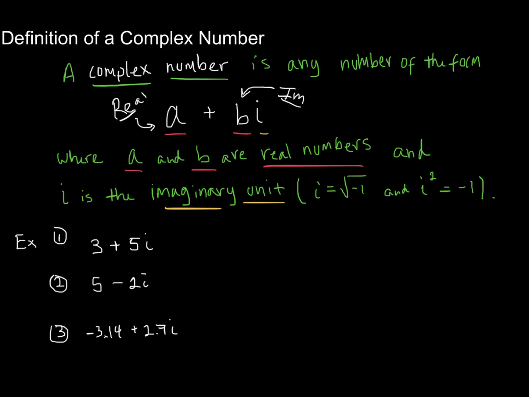Okay, so now what we want to do is consider what would happen if we took complex numbers and started adding, subtracting, multiplying, and dividing them. So before you move on to the next slide, pause the video for a second and think about what would happen if you took 3 plus 5i and added 2 plus 2i. And then, when you're ready, go ahead and move on to the next slide, and we'll discuss how to add, subtract, multiply, and divide.